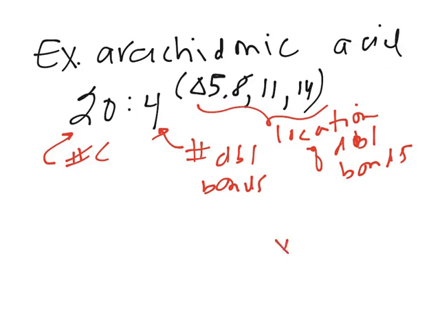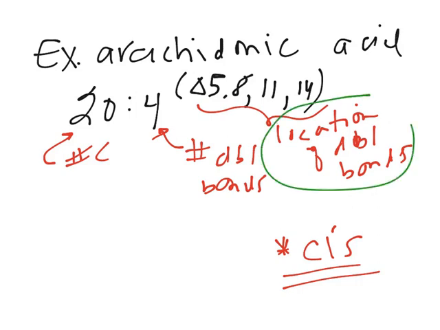And we should also remember that the natural fatty acids are in the cis configuration. So unless it says trans up here in the location of the double bonds, unless it specifically indicates trans, then we want to make sure that we draw the double bonds in the cis configuration because that's natural fatty acids. So if we were to draw that, it would look something like this.